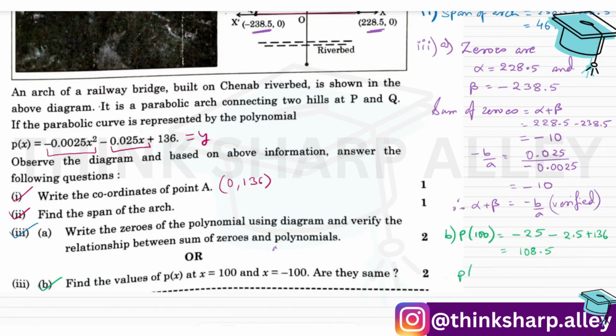So that is equal to 108.5. Now it's time to find p(minus 100). Because of this minus sign, only the sign of the x linear term changes and the rest remains as it is. So we have minus 25 plus 2.5 and plus 136. I hope you understand that obviously the answer will not be the same because of the change of sign of this middle term. And over here we get 113.5, right? So what will be the answer of this part? Are they the same? Obviously no, they are not the same.